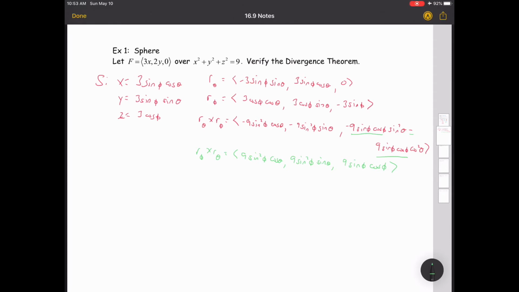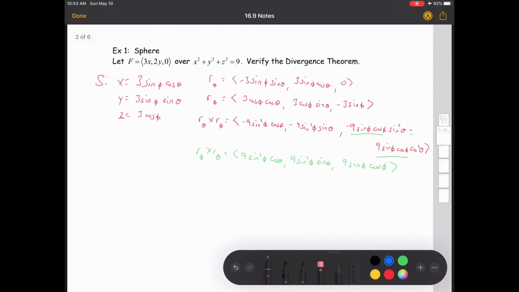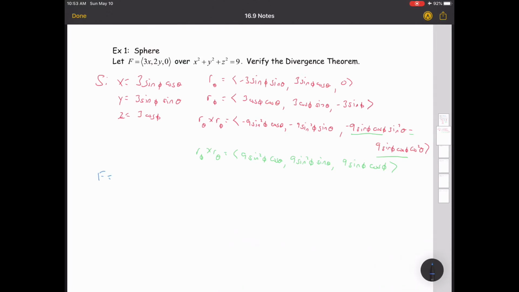We are going to need to parameterize the force. So let's go ahead and do that. Put that in blue. So our force parameterized, let's see, so it's 3x, so that's going to give me 9 sine phi cosine theta. It's 2y, so that's going to give us 6 sine phi sine theta, and 0, because there is no component for 0, which is really nice. That it will eliminate that last component on our cross. So let's go ahead and set up our double integral.